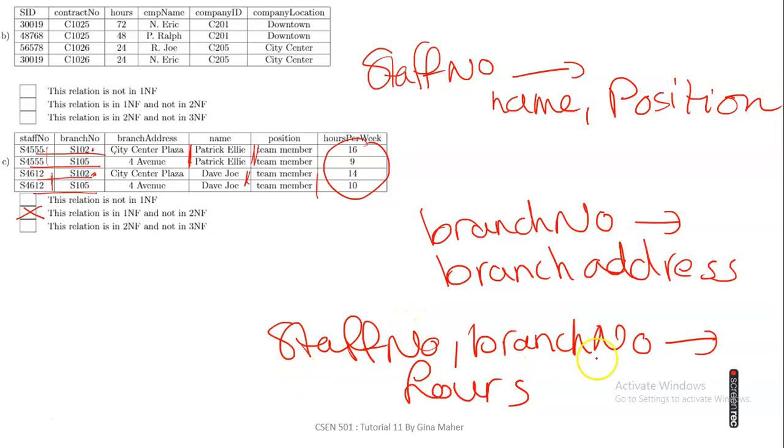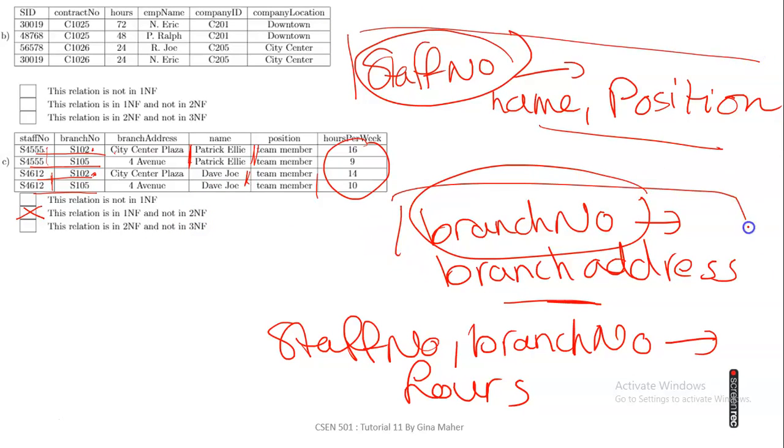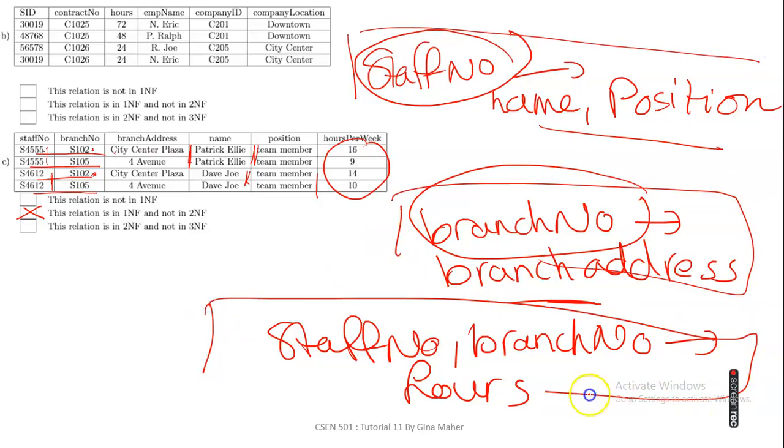Why are we not in the second normal form? Because if these are the primary key, if we have both, we can get all other attributes. We have some attributes that are not fully functionally dependent on them, because name and position are dependent on a subset. Branch address is dependent on a subset. And that's why this one is not in the second normal form. So we need to decompose, making this in a relation, and this one in a relation, and the third one in a relation.